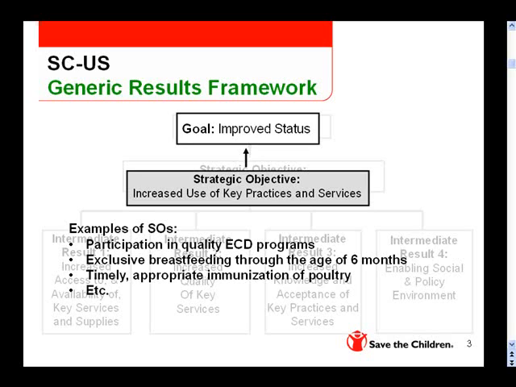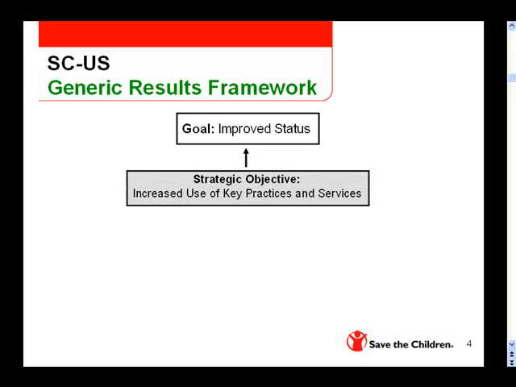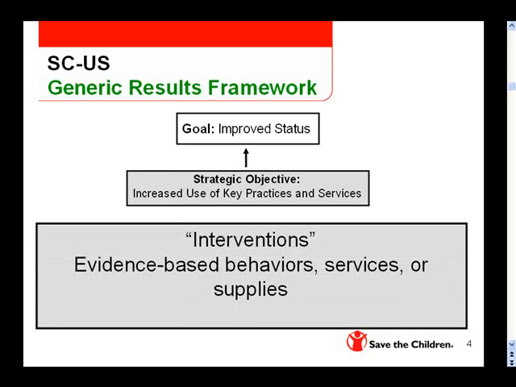agricultural practices, etc. So all the results at the strategic objective level are directly related to the interventions that the project will deliver. Those behaviors, services, or supplies that we know from evidence will have a direct influence in the use of practices and services among the target population we're going to work with.